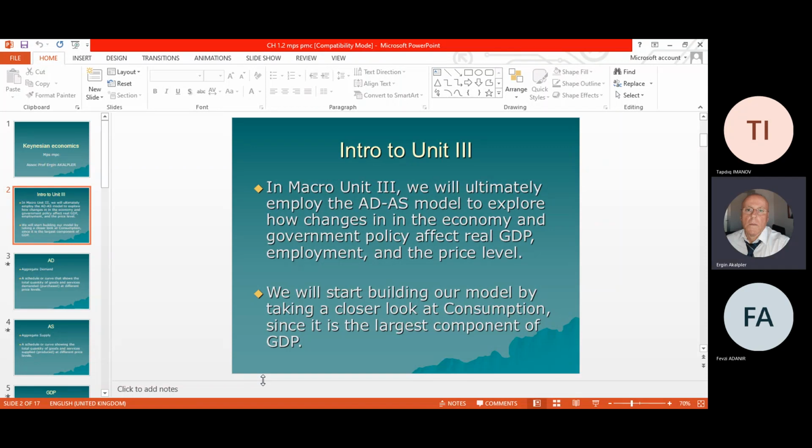Okay. In macroeconomics unit 3, we will ultimately employ the aggregate demand and aggregate supply, as I mentioned, to explore how changes in the economy and government policy affect the real GDP, so-called the output, employment, and the price level. We will start building our model by taking a closer look at consumption, since it is the largest component of the GDP. If you remember the components of the GDP, Y equals C plus I plus G plus NX. C is consumption, I is investment, G is governmental expenditures, and NX is net export, which means export minus import.